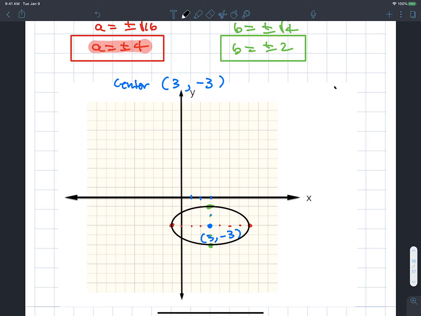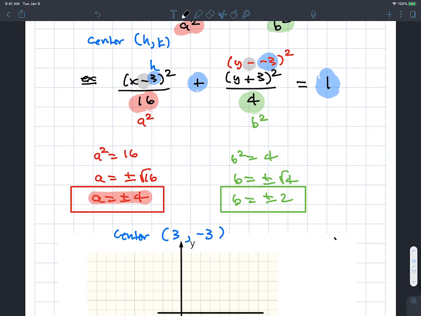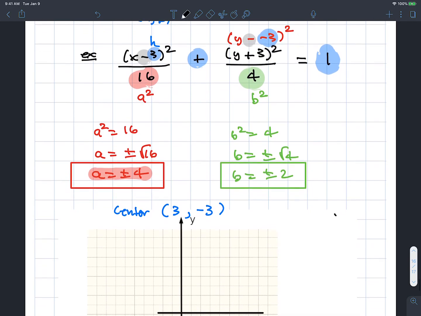There we go. Something like that. So that's how we deal with these off-center ellipses, ladies and gentlemen. It's the same process, like a circle.